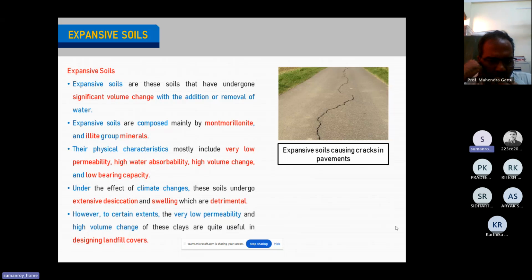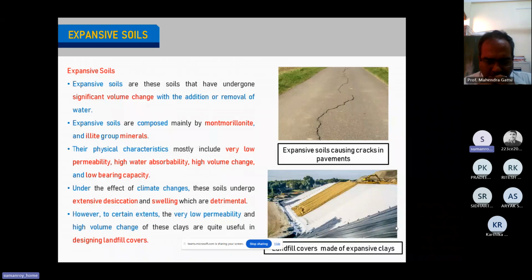In other contexts they are also very useful. Since they are characterized by very low permeability and very high volume change, they are mostly useful in designing something called cover systems, like this yellow part that you are seeing right now. That is a cover system. They are useful in this kind of thing.